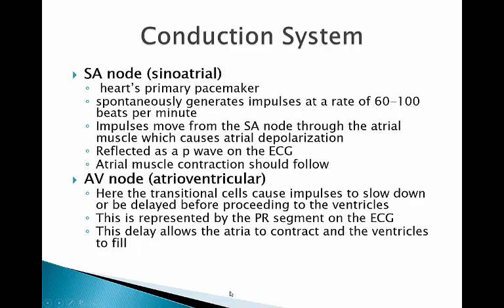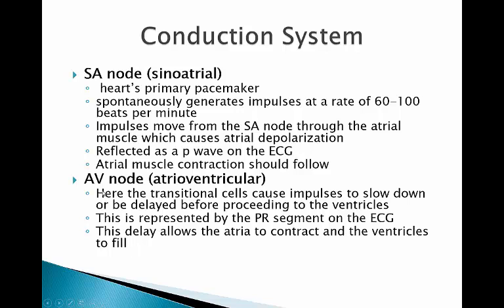So here we go. The conduction system: you've got your SA node, your heart's primary pacemaker, which generates an impulse 60 to 100 beats per minute. So, well, there you go. That's your normal heart rate, right? The impulse moves from the SA node through the atrial muscle. The SA node causes atrial depolarization. This is called a P wave on the cardiac monitor strip, and I will show you that here in a little bit. And then the atrial cells depolarize, and the muscle contraction follows. That's the way it works, right? So that would be like your lub, if you will.